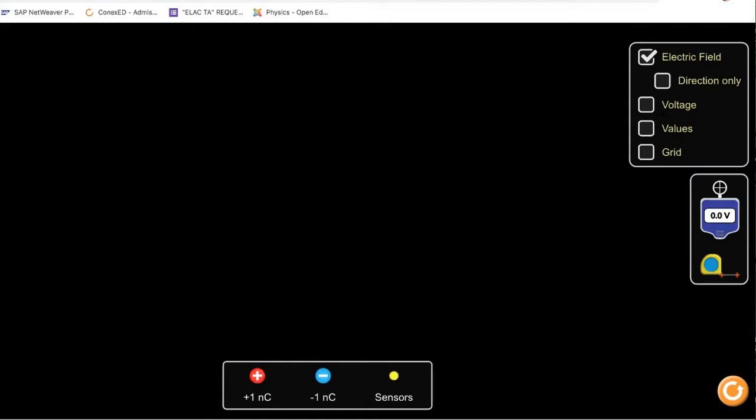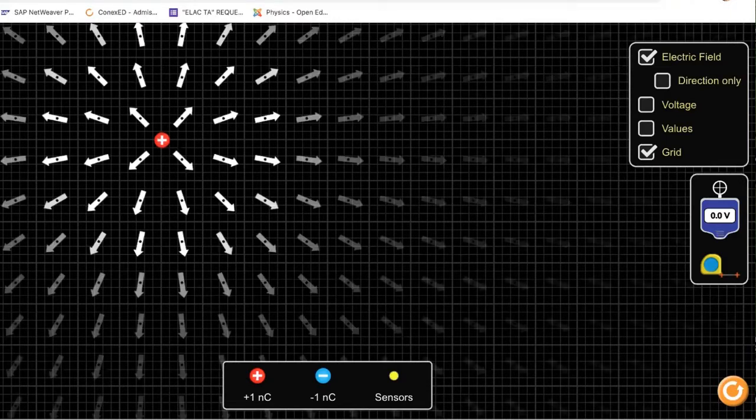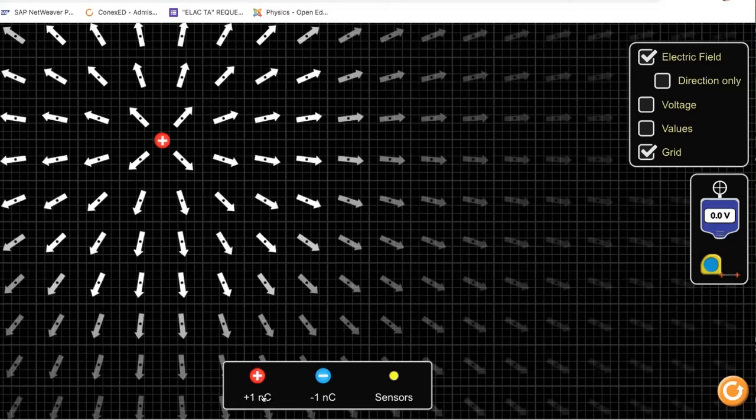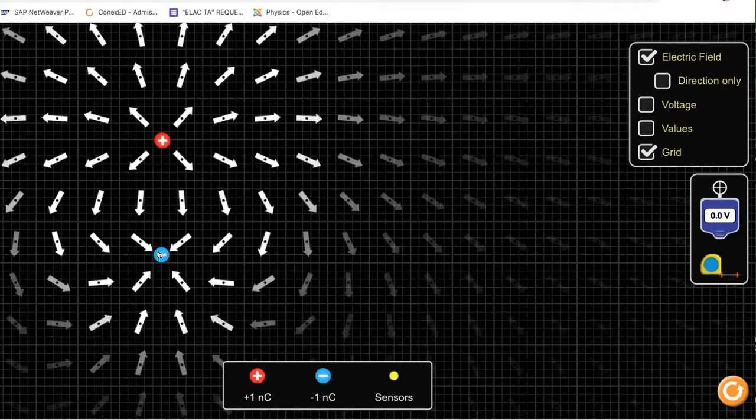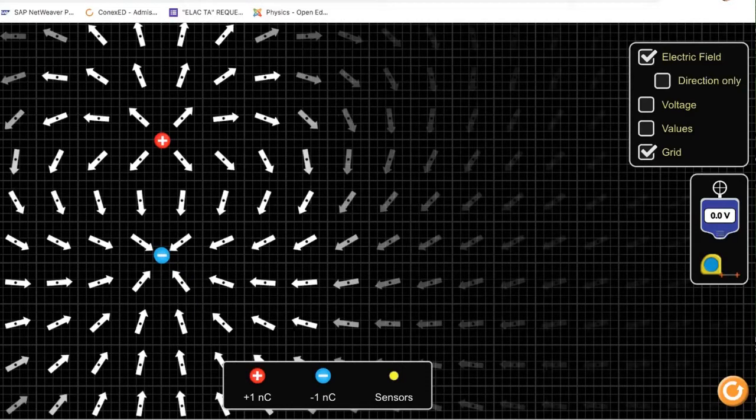Let's see here. Grid. So I'm going to go like this. See, that's the electrical field created by that positive. So I have 2 nanocoulombs. I could take 2 of them and put it right there. So right now I have 2 nanocoulombs, and each of these is a nanocoulomb. And then I have -4 nanocoulomb. One, 2, 3, and then 4.